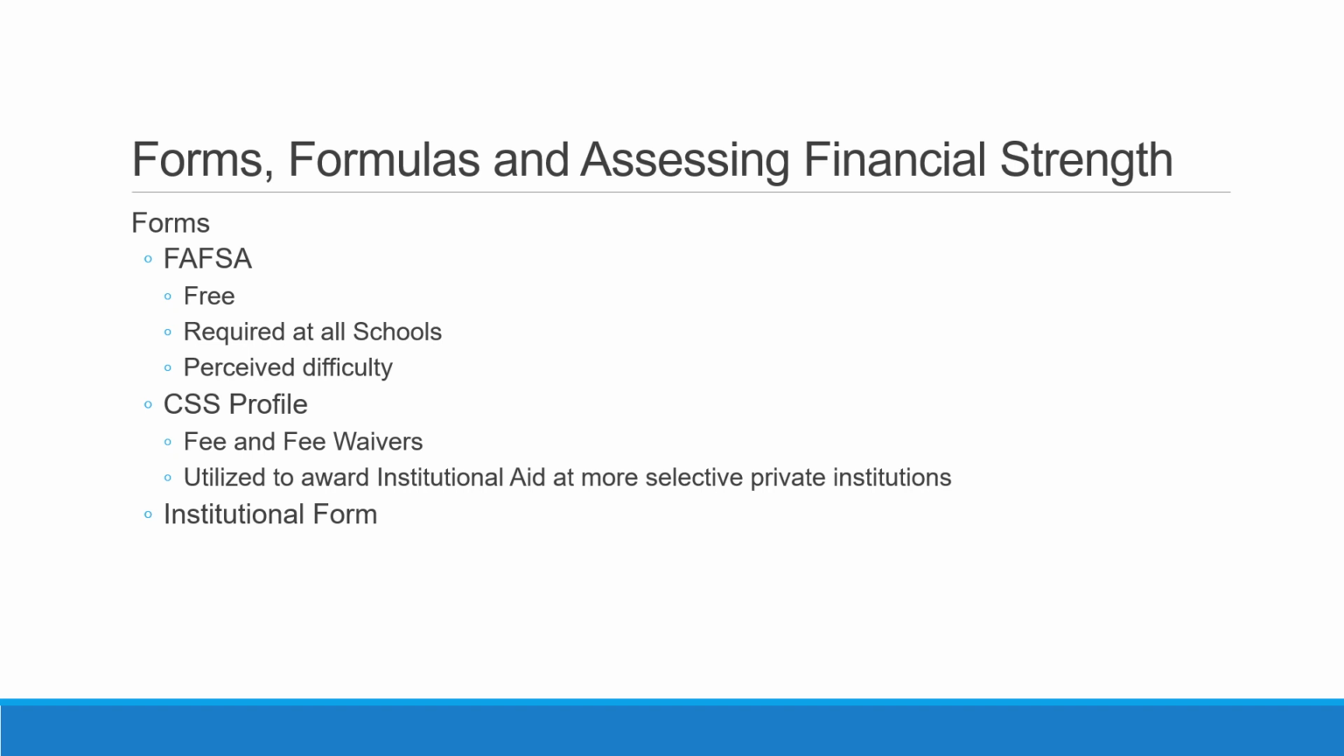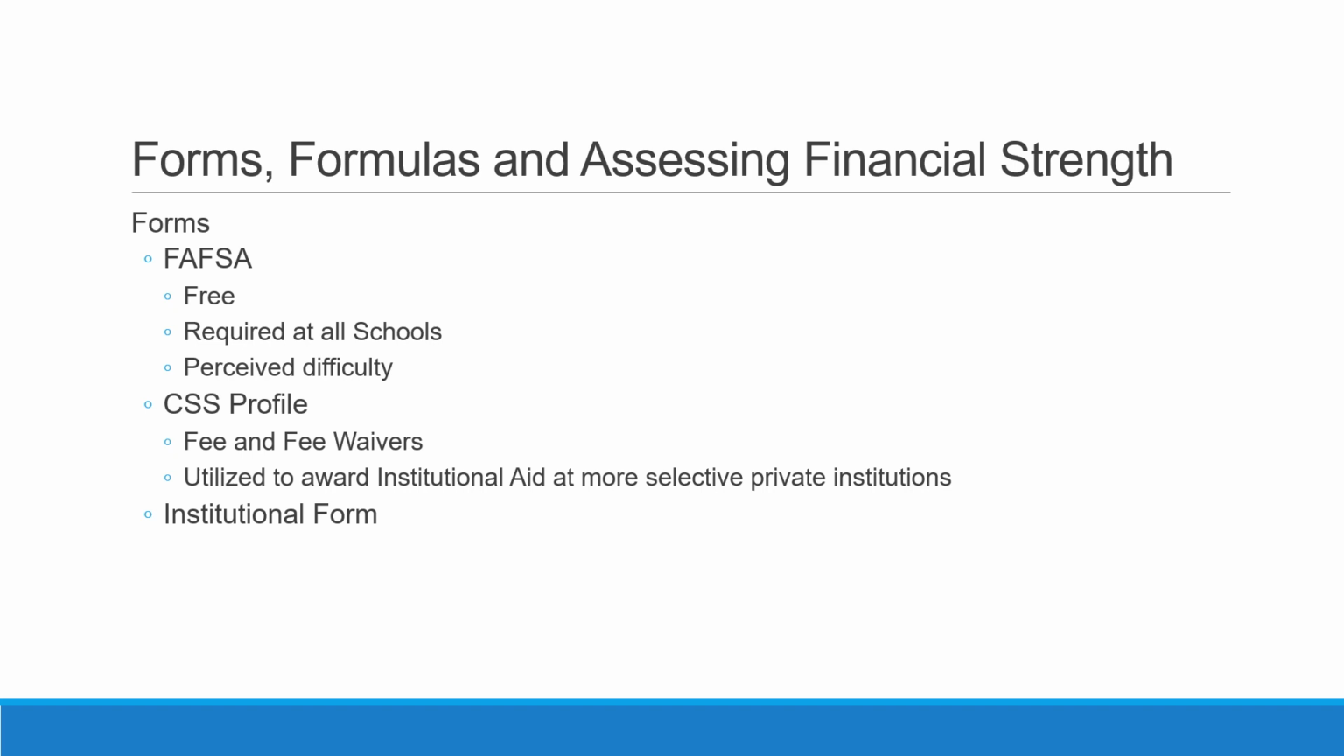Most recently, the form has taken on a look and feel similar to that of a TurboTax application. It is estimated that it will take less than 30 minutes to complete for a first-time filer. There's another form that your child may be asked to complete called the CSS Profile. The Profile is used primarily at higher cost, highly selective colleges and universities to determine how much of their institutional resources your child is qualified to receive.